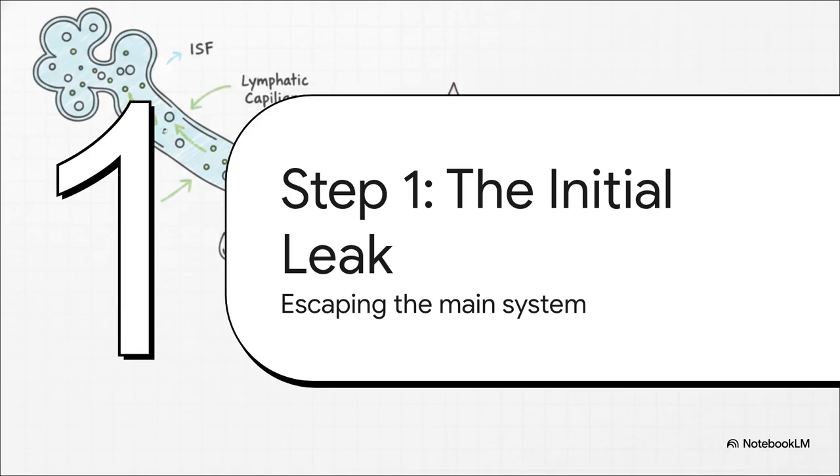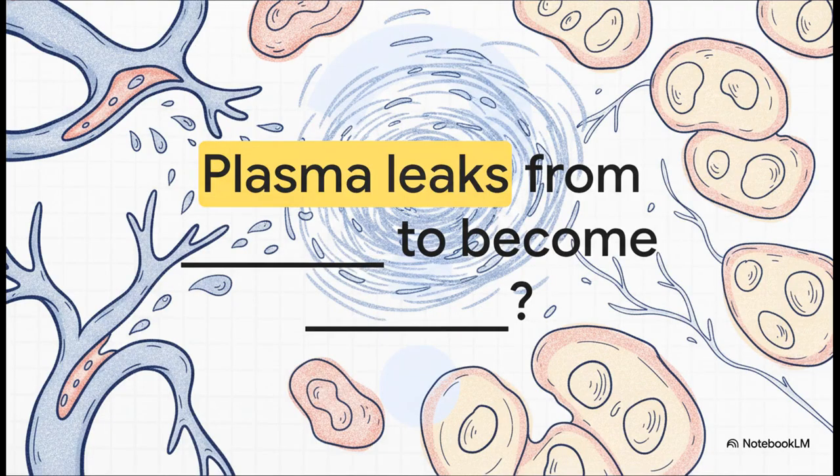Step 1, the initial leak. Let's look at where this all starts. Let's start right at the beginning of the cascade. This is the moment the fluid decides to make its great escape. Our first challenge reads, plasma leaks out of the blank and becomes blanks surrounding the body's cells. Take a look at those options again. We're looking for 2 specific things here: the exact structure the plasma is escaping from and the brand new name for this fluid once it's out in the open surrounding your cells.